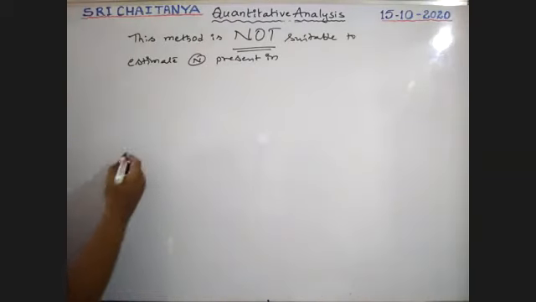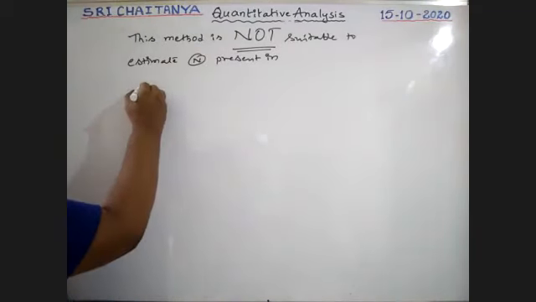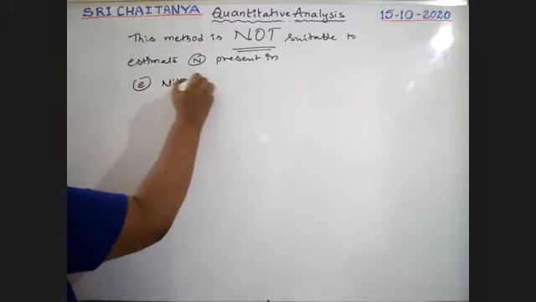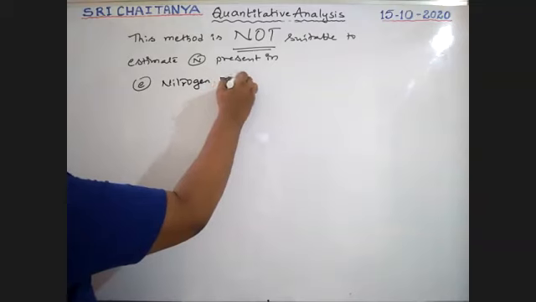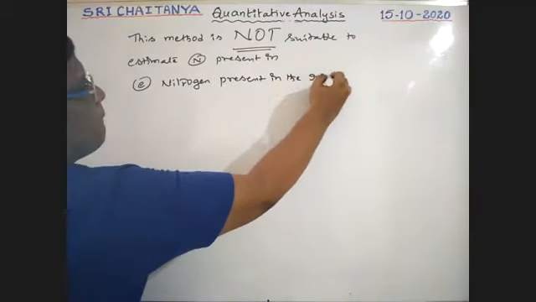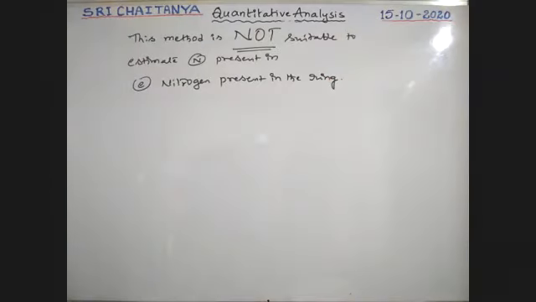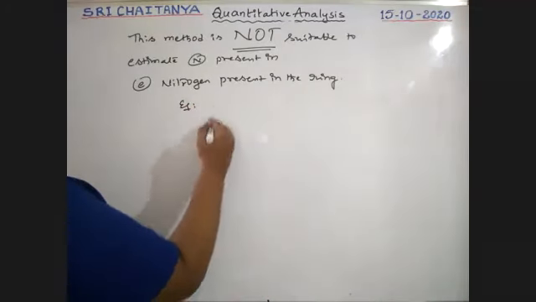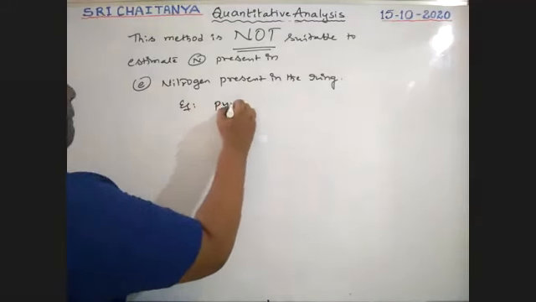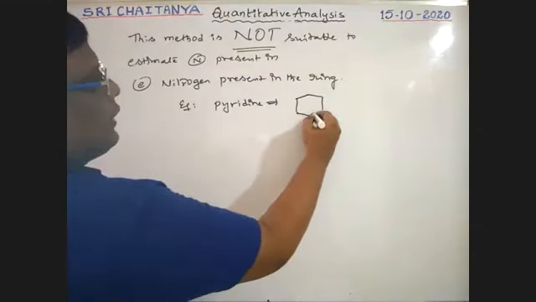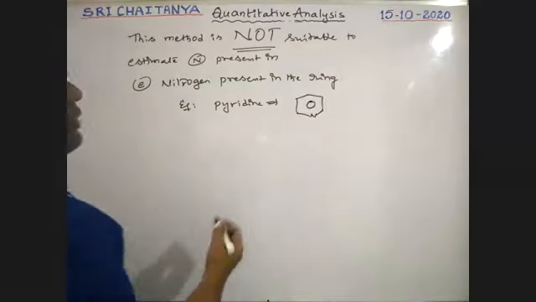That is E. Nitrogen present in the ring is also not possible. See here how, for example, pyridine. Pyridine is nothing but one of the carbons of benzene replaced with nitrogen.